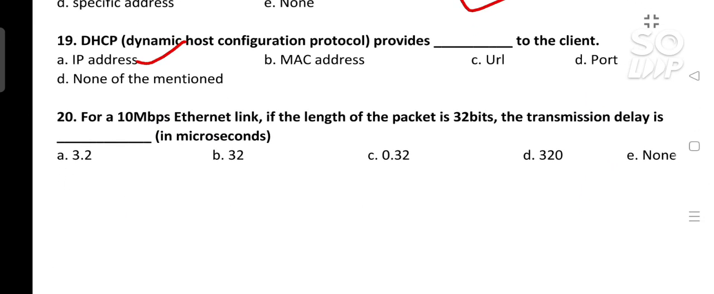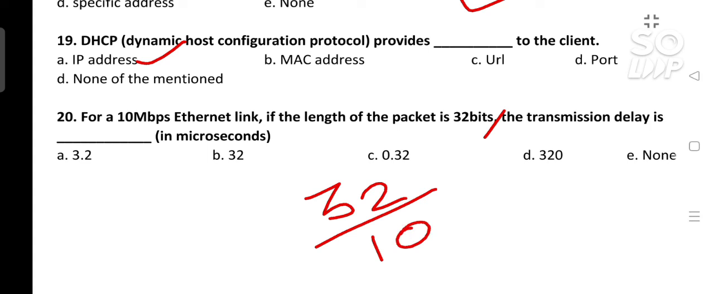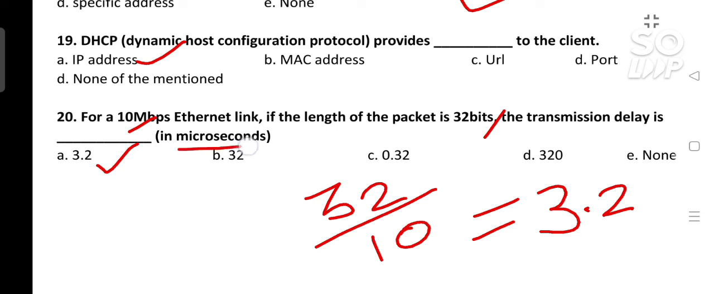And the last question for the day is, for a 10 Mbps Ethernet link, if the length of a packet is 32 bits, what is the transmission delay? The very simple transmission delay is length of the packet divided by bandwidth, which is equal to 3.2. So the answer is 3.2. The rate is in megabits per second, and here we are asking for microseconds. So 3.2 directly, because 10 will go here, then it will be 10 to the power 6, and then it will go up, it will be 10 to the power minus 6, which will be microseconds. I hope it is clear.